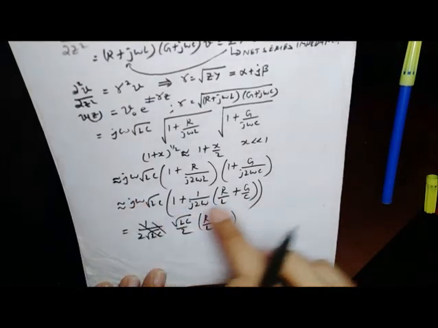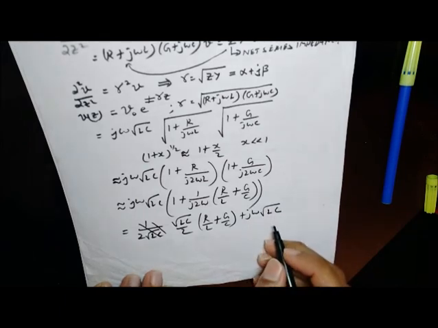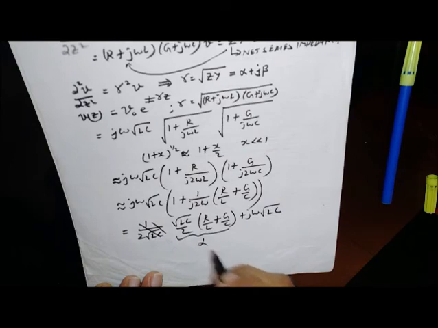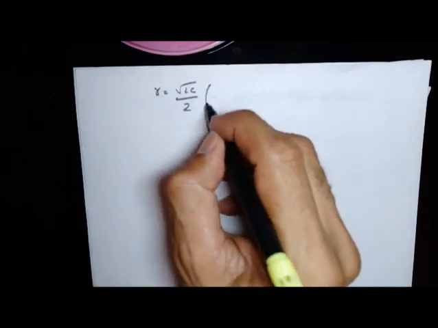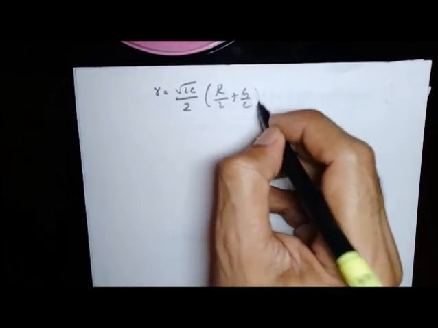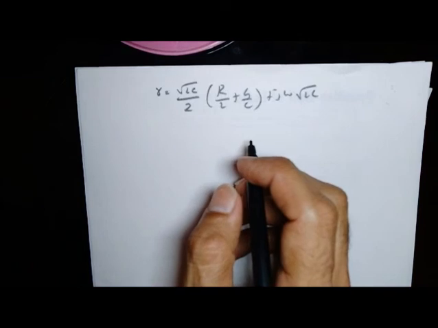That is this into this plus j omega root LC. So this is alpha, this is beta. Okay, so our solution of the transmission line equation for a lossy case, of course, under the approximation that R and G are very small compared to omega L and omega C, is complete. And our result is that we get gamma as equal to root LC by 2 into R by L plus G by C plus j omega root LC, as was shown just now.